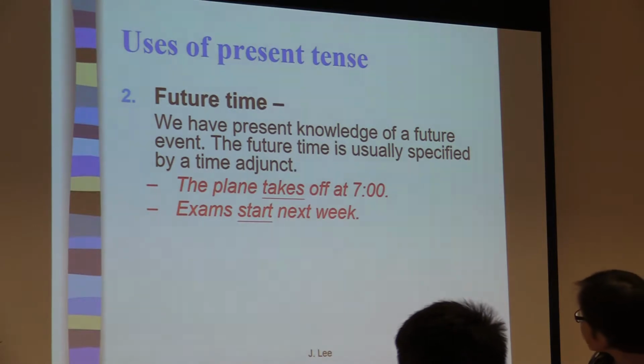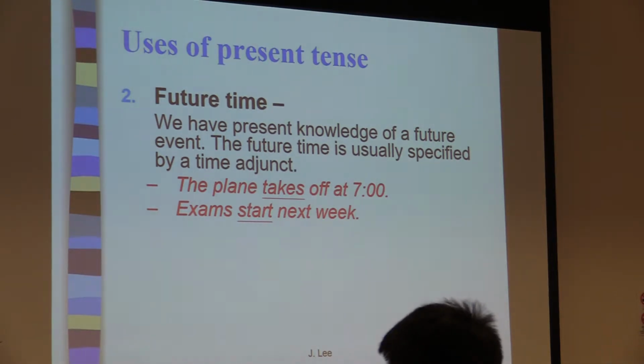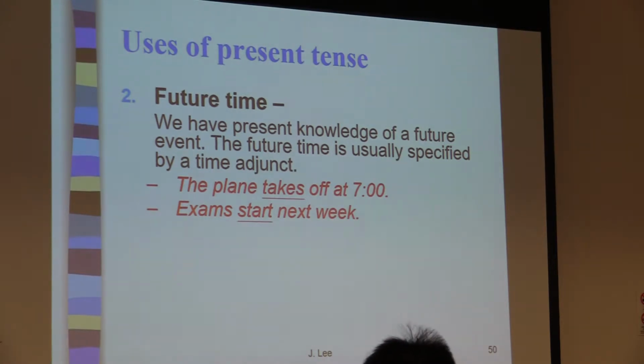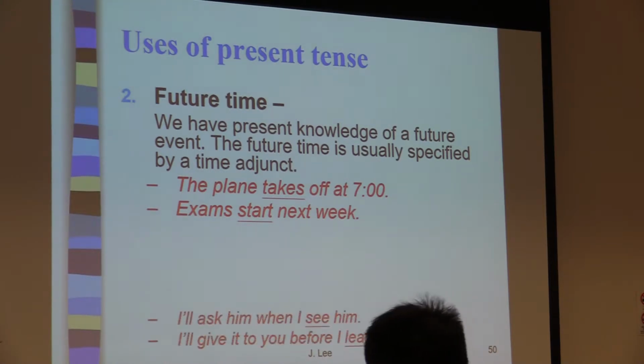And the future time is usually specified by a time adjunct. So usually you don't just say the plane takes off, full stop. Because it's a schedule, you need to tell the time, the adjunct should be there. So you see the present tense can be used to express future time.